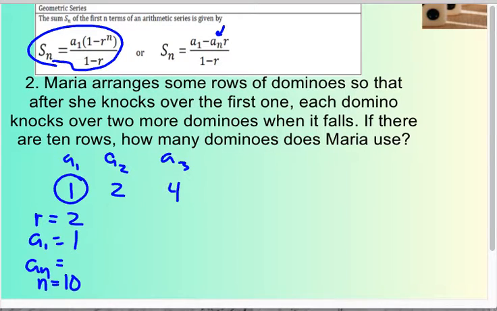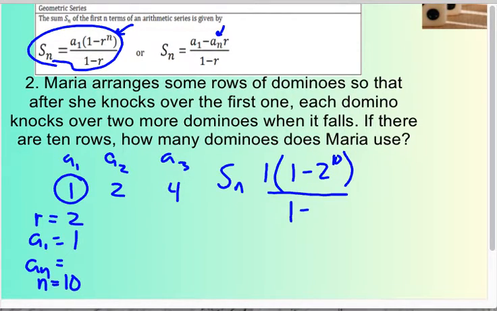And anyway, finding the sum of this series using the formula, a sub 1 is 1, parentheses, 1 minus r, in this case 2, to the nth power. So it's this r to the nth power, and I think that's where some people struggle or make mistakes, but it would be 2 to the 10th right there. All over 1 minus r, and here we go.